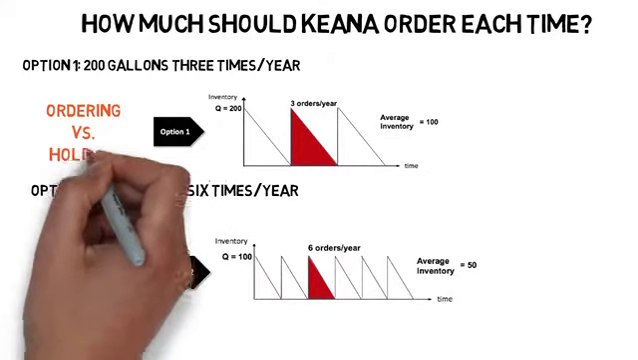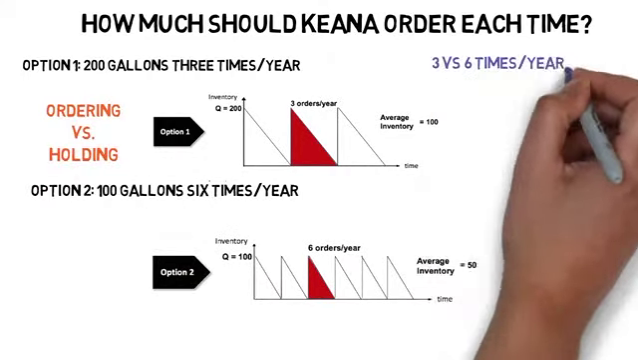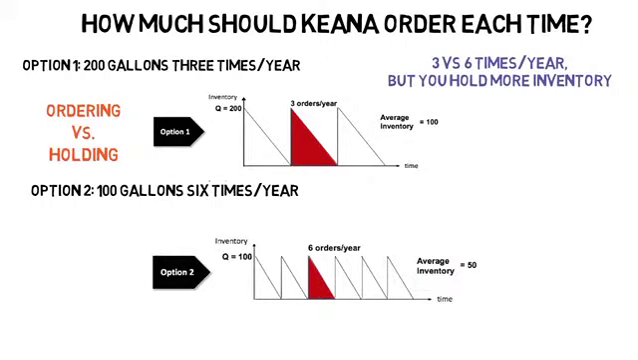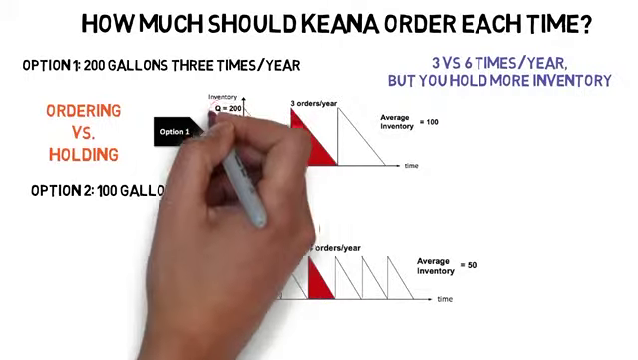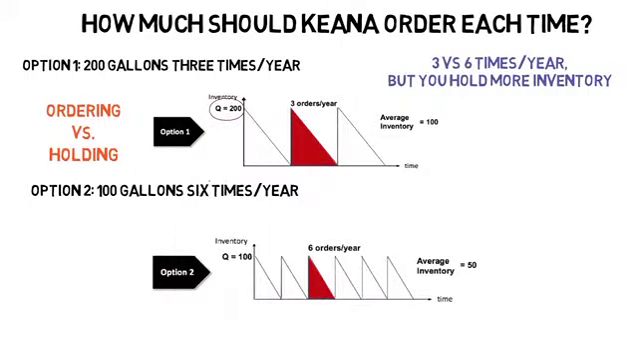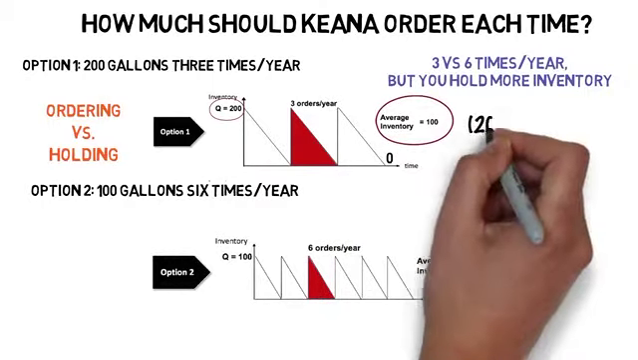The trade-off is between ordering and holding cost. Option 1 requires that you order less frequently than option 2, but on average, you hold more inventory. What do your costs look like for each option? In option 1, the inventory will fluctuate between 200 and 0 gallons for an average of 100 gallons. Remember, your demand is constant.